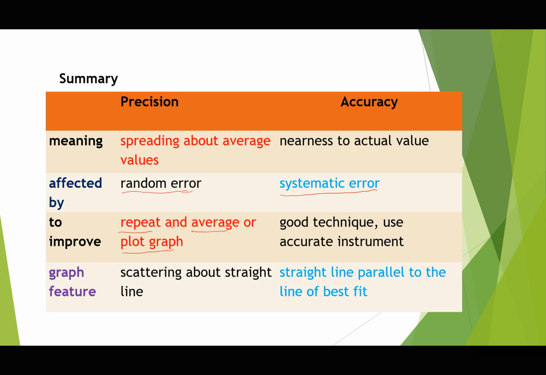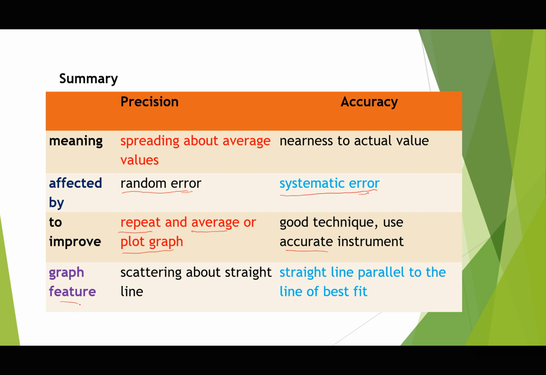On the other hand, accuracy can only be improved by a good technique. Identify a systematic error, and whenever you are using the instrument, remove or add the systematic error. This would also improve accuracy.